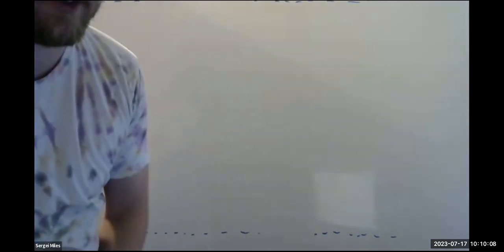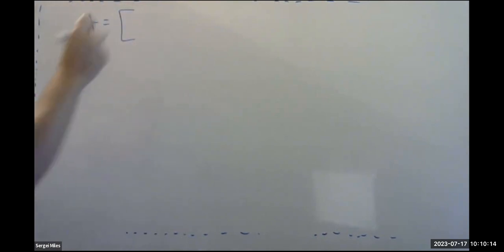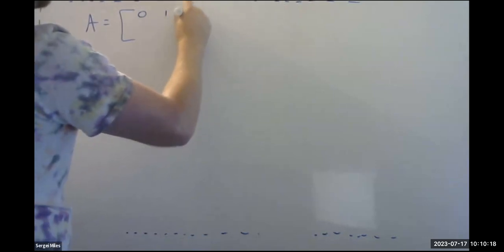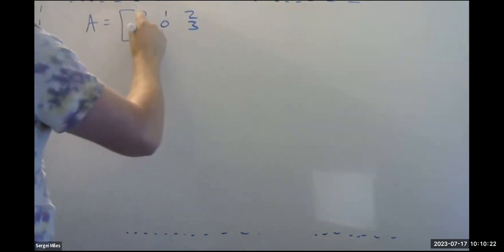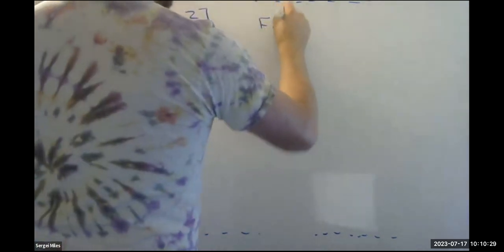So final example for today. Let's suppose A is this matrix: 0, 1, 2, 1, 0, 3, 4, negative 3, 8. How can we find A inverse?